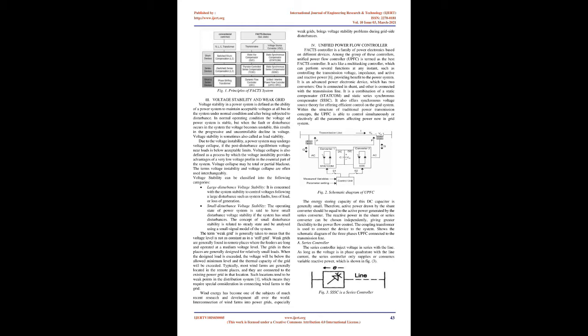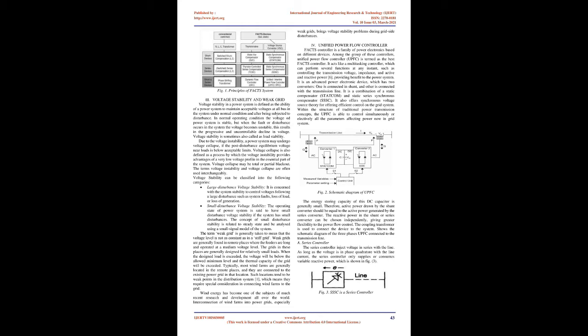Voltage collapse may be total or partial blackout. The terms voltage instability and voltage collapse are often used interchangeably. Voltage stability can be classified into the following categories. Large disturbance voltage stability is concerned with the system's ability to control voltages following a large disturbance such as system faults, loss of load, or loss of generation.